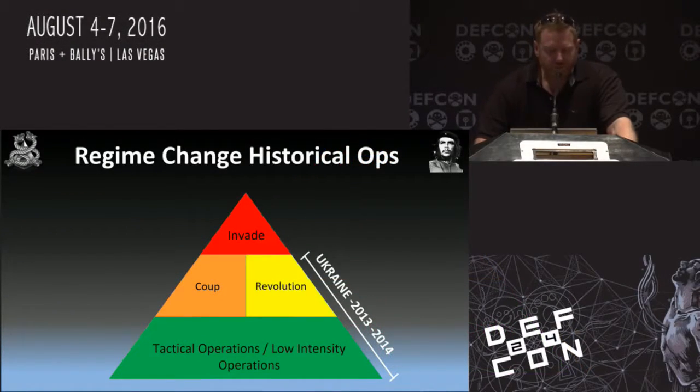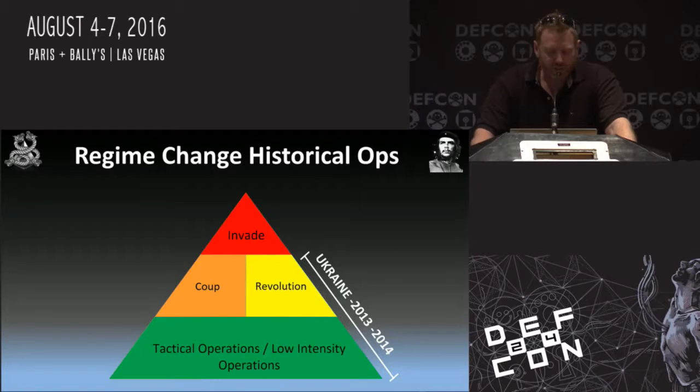So in terms of where we'd want to start in overthrowing a government, we start down the bottom. So we have what's called tactical operations or low-intensity operations. So this is where you want to weaken the government with insurgency, sanctions, or really just telling them they're doing a bad job. Example I put up there for the revolution.